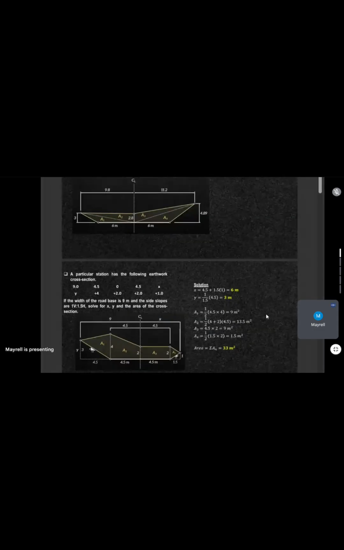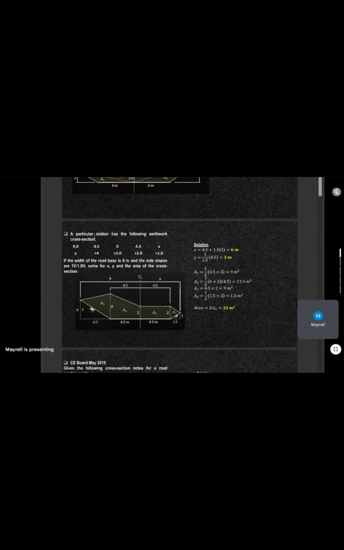So another example, a particular station has the following earthwork cross section. So those are the section data. Then if the width of the road base is 9 meters and the side slopes are 1 vertical and 1.5 horizontal, solve for x, y, and the area of cross-section. So again, you first plot the road, which is 9 meters. And then you divide it by the center line. So that's 4.5 and 4.5.